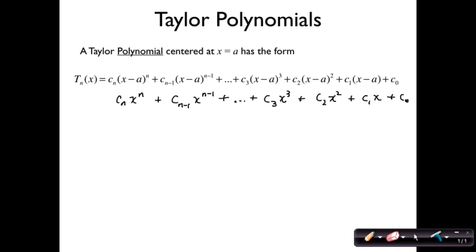And so that's the whole idea of centering, right? We're taking the standard polynomial equation and we're going to shift it to the right a units so that it's centered on that focal a value. But still, it's just a polynomial. It's just shifted over.